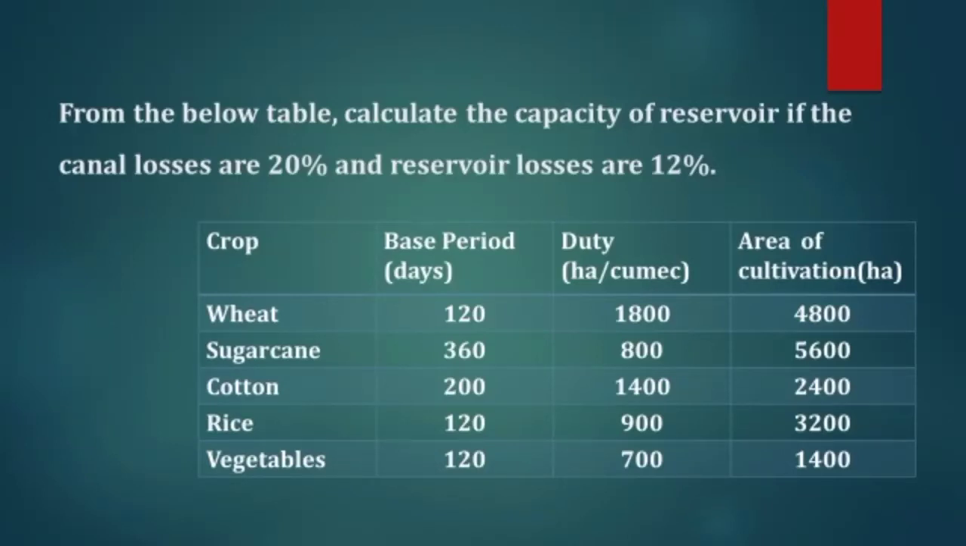So you are given three parameters for five types of crops: base period, duty, and area of cultivation. From that you need to calculate the capacity of the reservoir from which the water will be drawn for this cultivation.